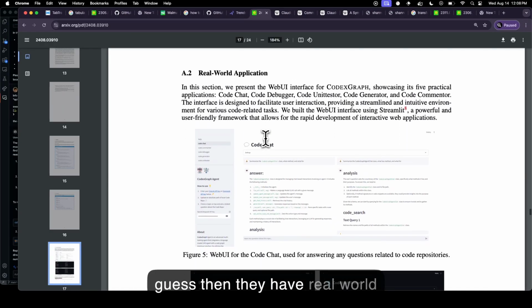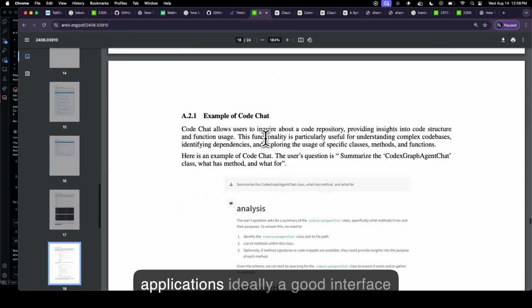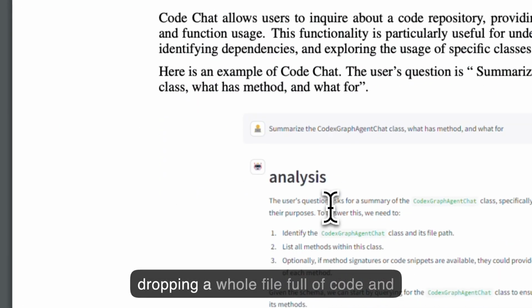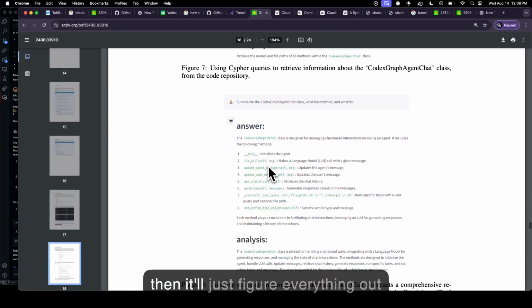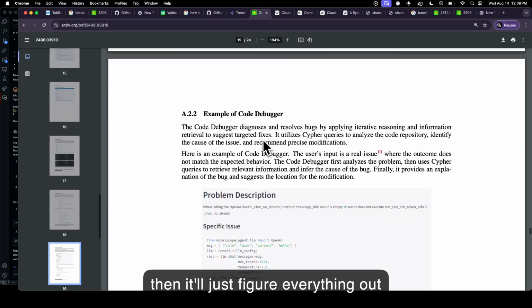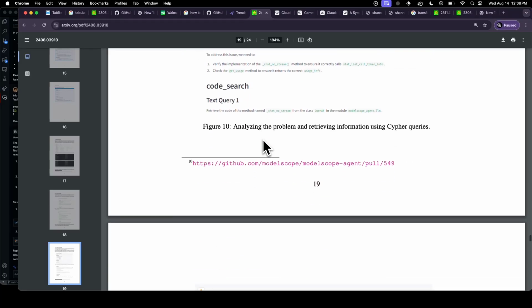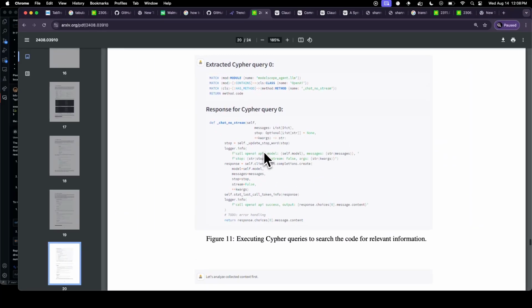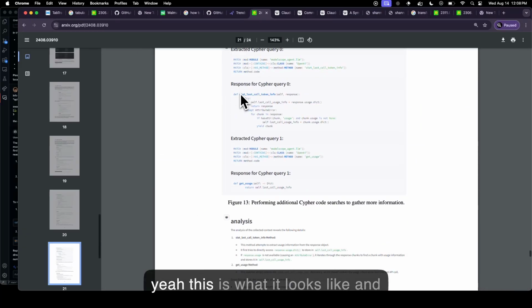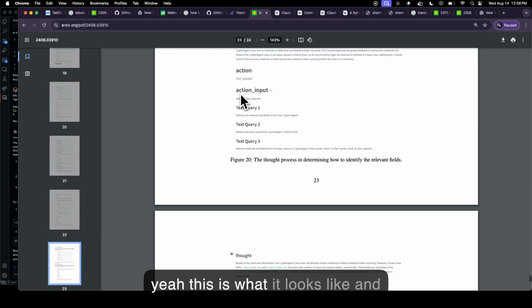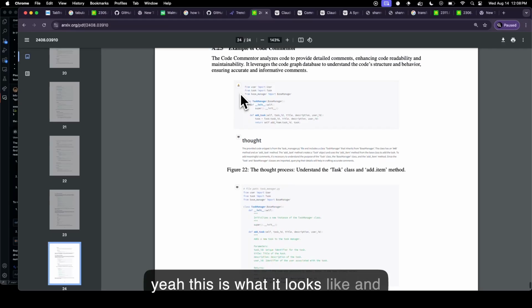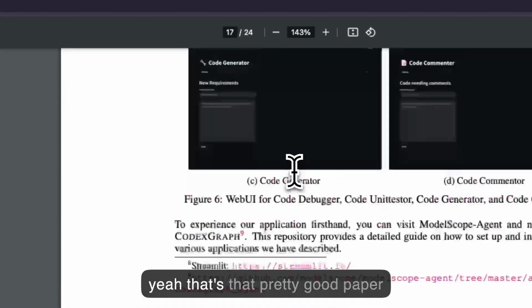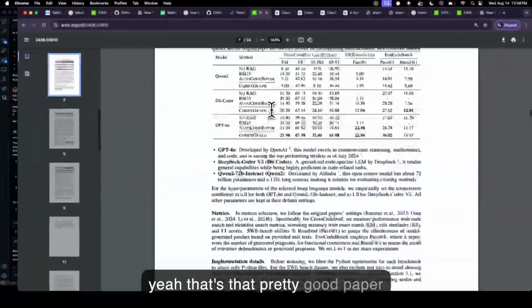Then they have real world applications. Ideally, a good interface for this would be just dragging and dropping a whole file full of code, and then it'll just figure everything out. So yeah, this is what it looks like. And yeah, that's that. Pretty good paper overall.